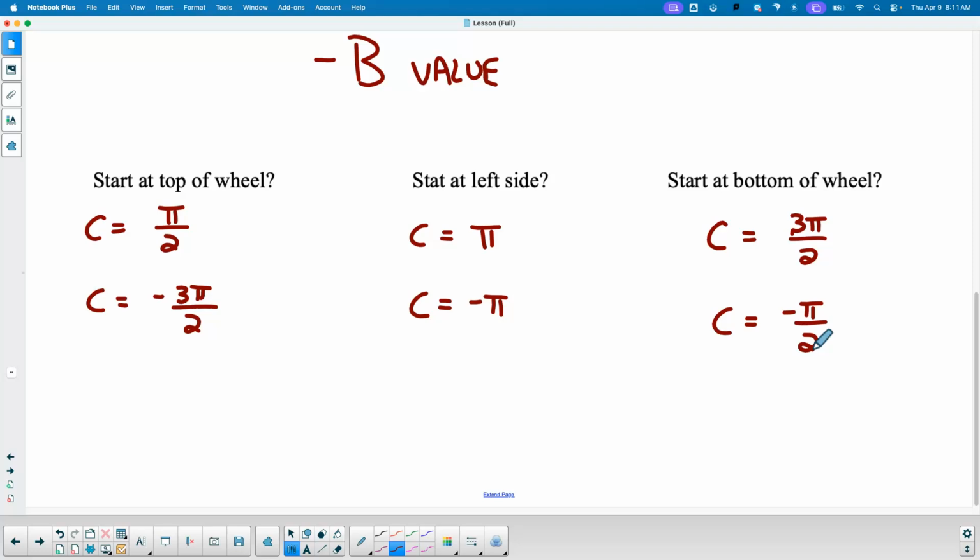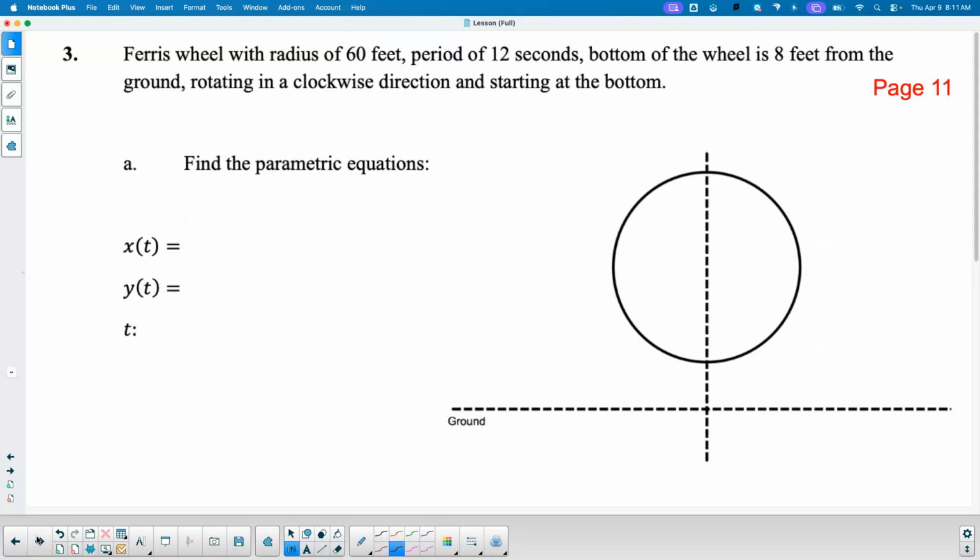Okay? With that being said, now let's get on a Ferris wheel that has a radius of 60 feet. It has a period of 12 seconds. The bottom of the Ferris wheel is 8 feet from the ground. It is rotating in a clockwise direction, and you load from the bottom. Okay? A lot of information there. Let's decipher.